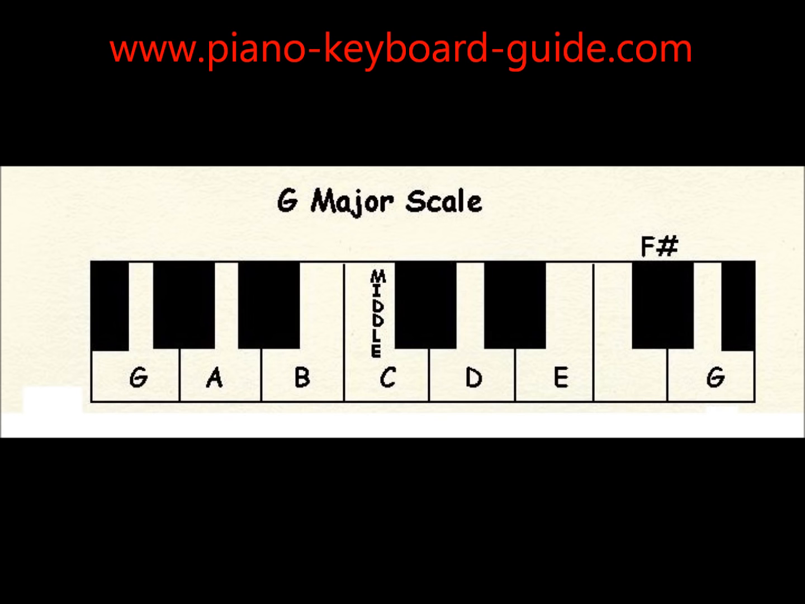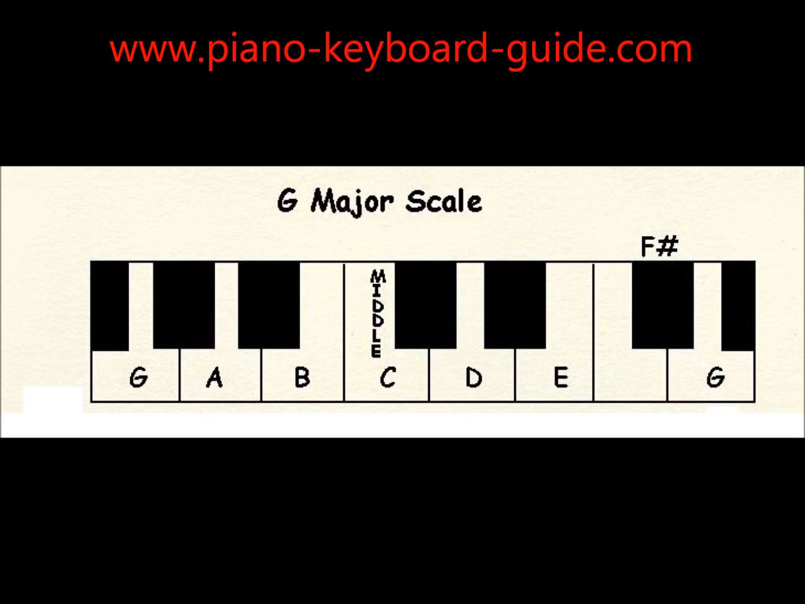The notes for the E natural minor scale are E, F sharp, G, A, B, C, D, E. These are the same notes of its relative major, the G major scale. E minor is the relative minor of G major.